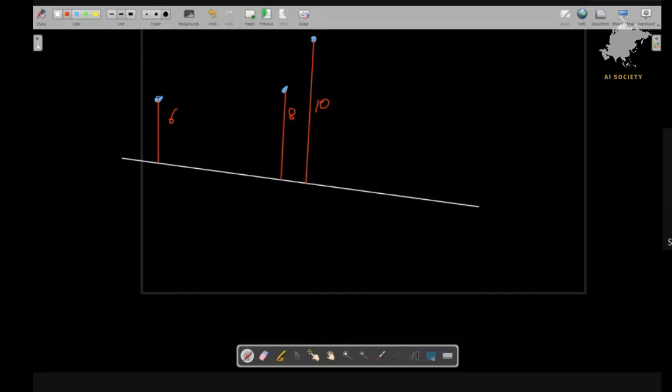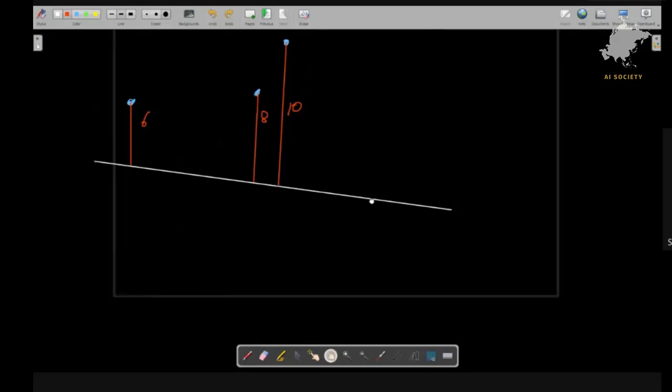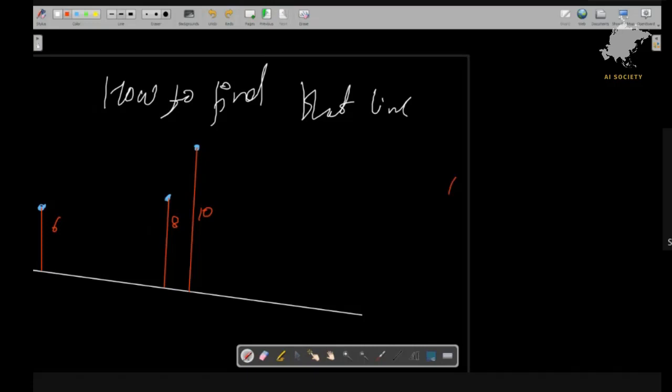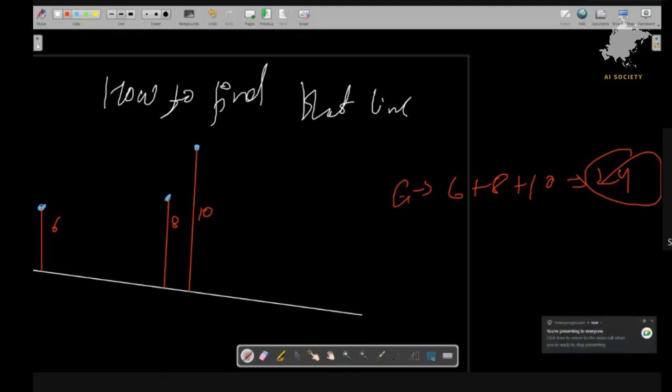Okay, so let's say 6 plus 8 plus 10. Let me just calculate somewhere else. 6 plus 8 plus 10 comes out to be 18 plus 6, 24. It comes out to be 24 as an answer. So you got the error 1 as 24.